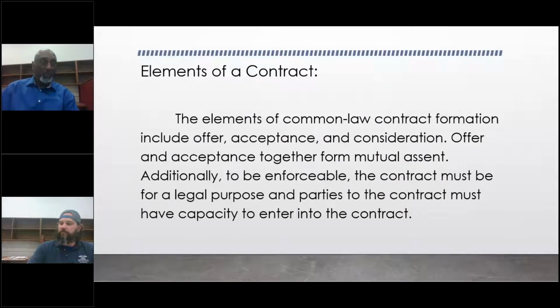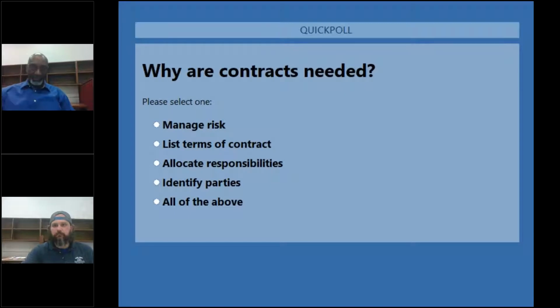Before we get too far, we're ready for poll question number 1, if you are, Victoria. Okay, I'll put that up. All right. Why are contracts needed? You have options of manage risk, list terms of contract, allocate responsibilities, identify parties, or all of the above.